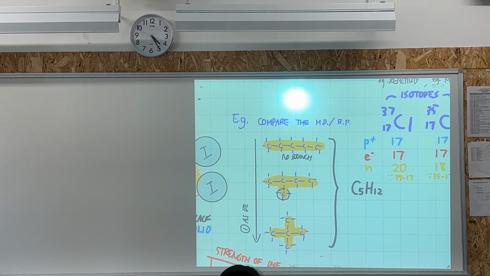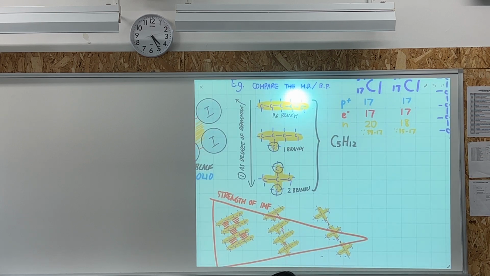The second one has one branch. The third one here has two branches. Okay, let's just call these the branches. So two branches. As the degree of branching increases, the surface area of contact between the molecules decreases.